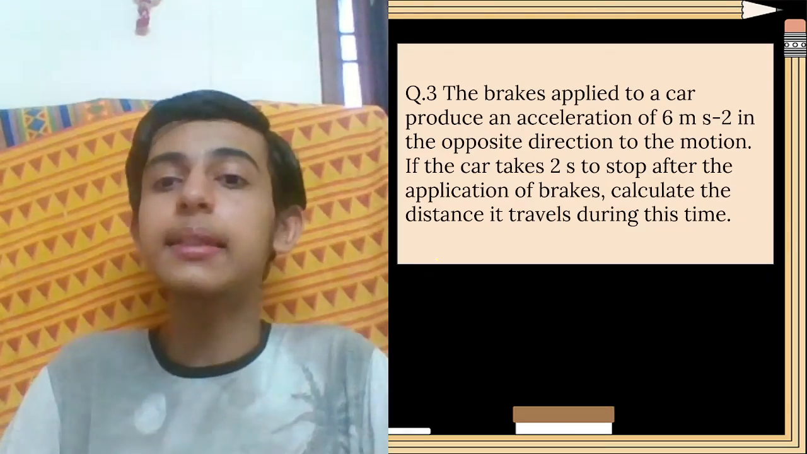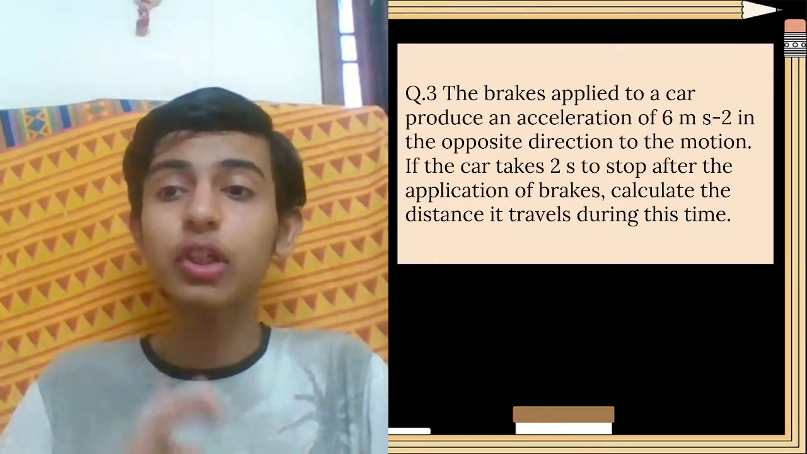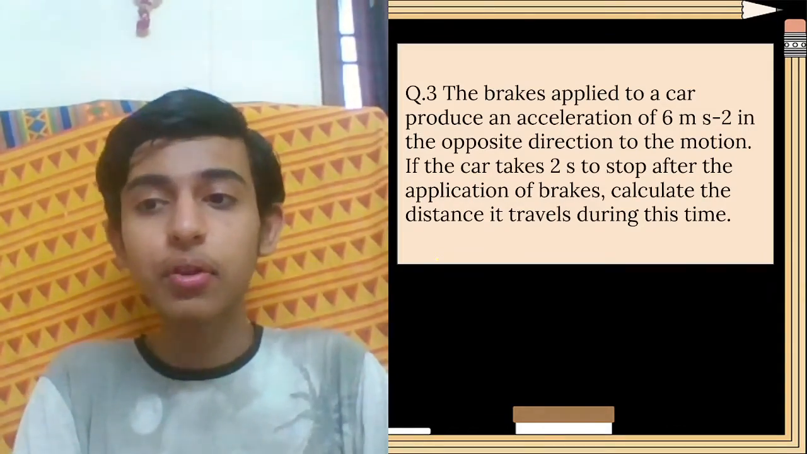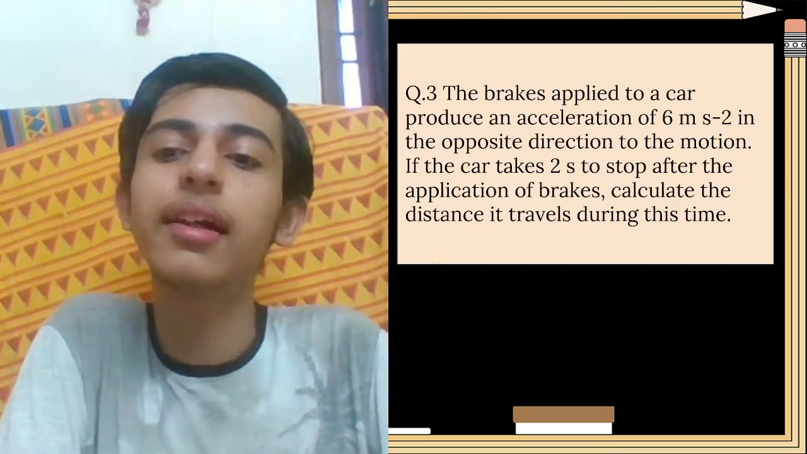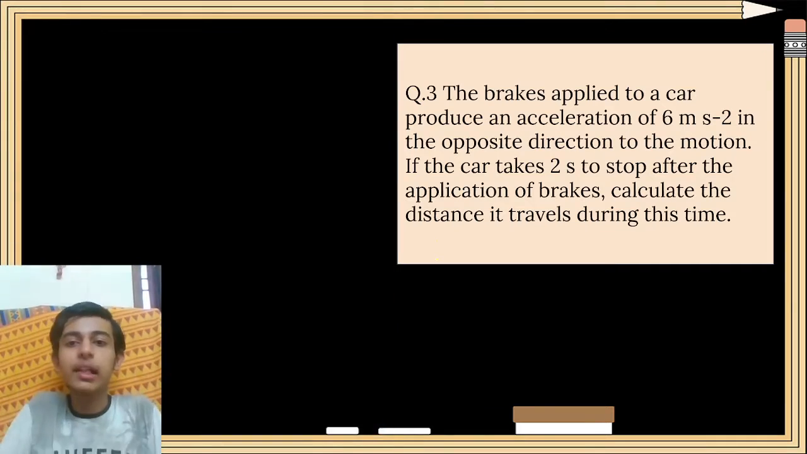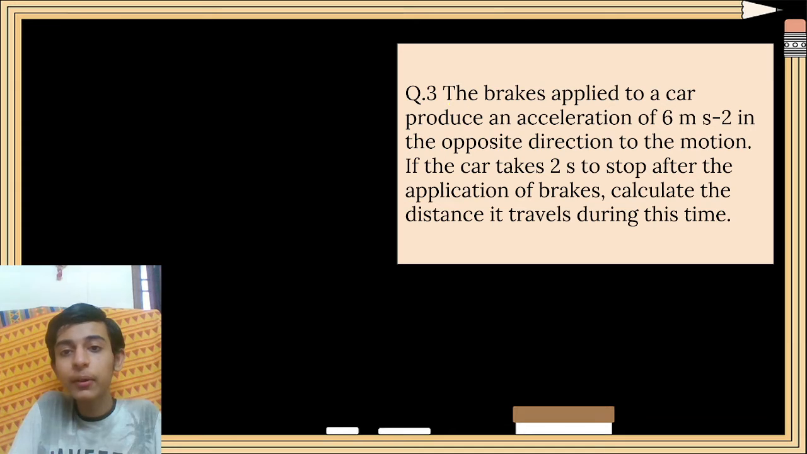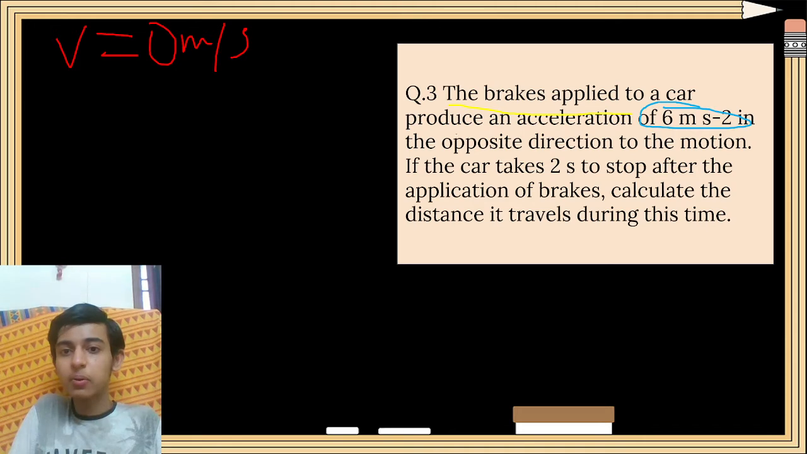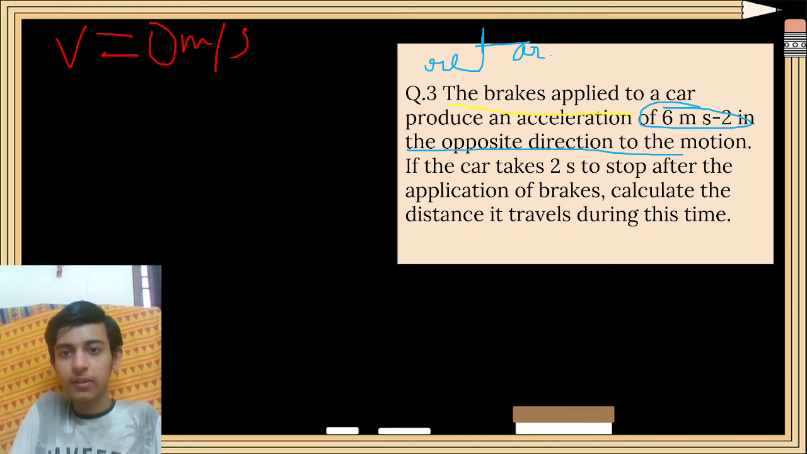Next question says the brakes applied to a car produce an acceleration of 6 meters per second square in the opposite direction to the motion. If the car takes 2 seconds to stop after the application of brakes, calculate the distance it travels during this time. So what you're supposed to calculate, children? See, whenever you hear the term brakes applied, always remember your final velocity will be 0. And they are producing an acceleration of 6 meters per second square in the opposite direction of motion. It means retardation is taking place, right?